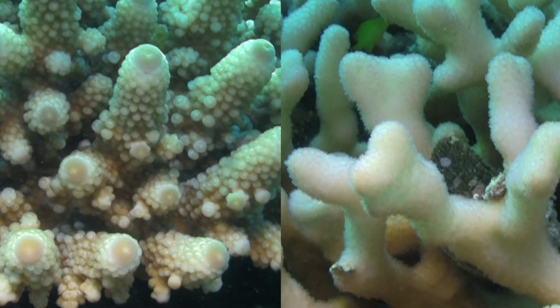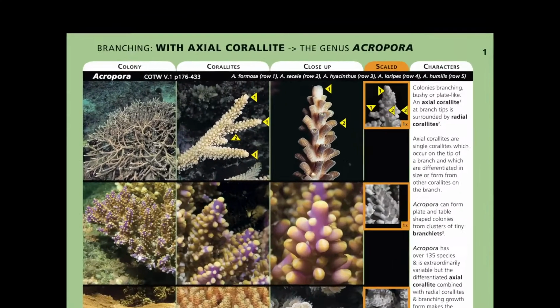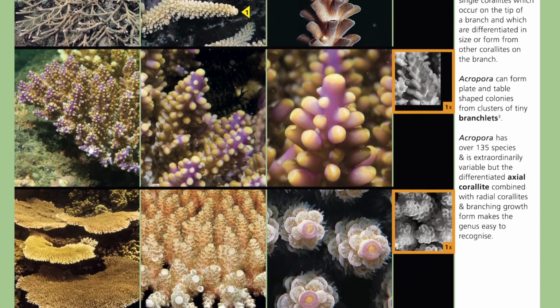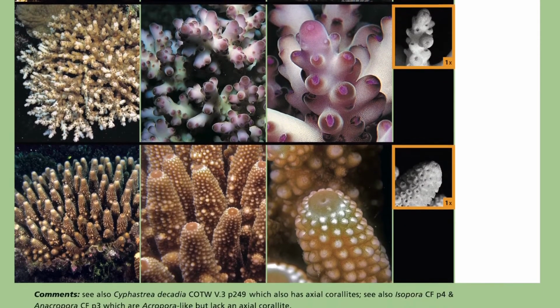Starting with the coral on the left, we can follow through to the Lookalike page. This one's easy. It's the genus Acropora. With over 100 species, each showing an axial corallite, this genus gets a page all to itself.